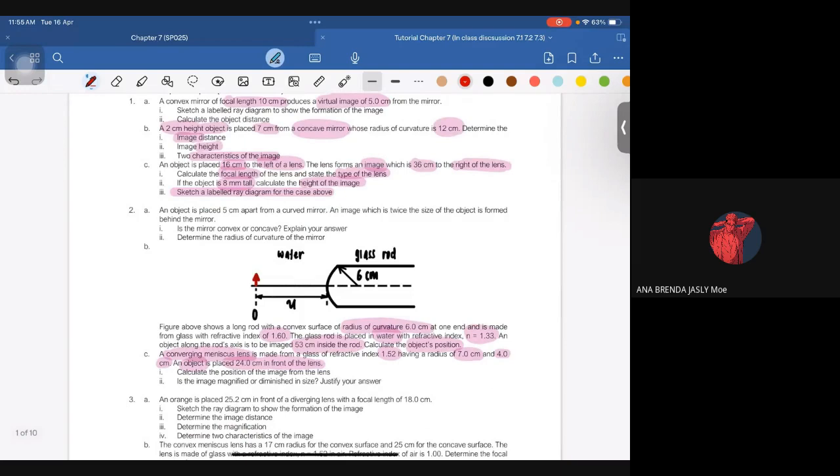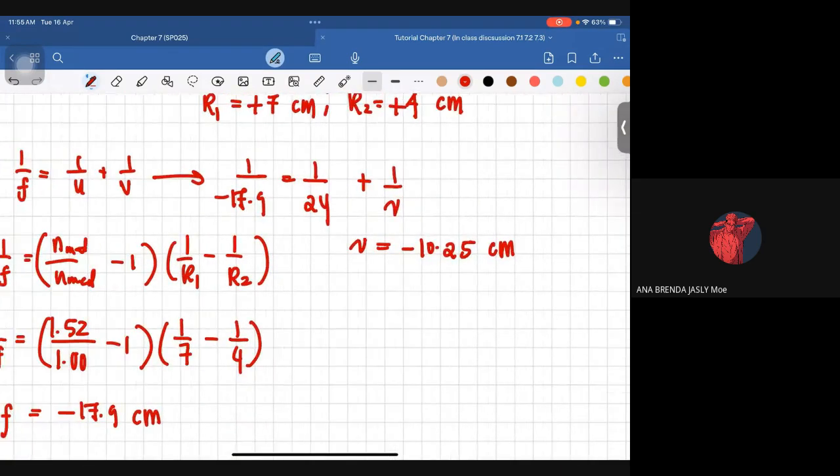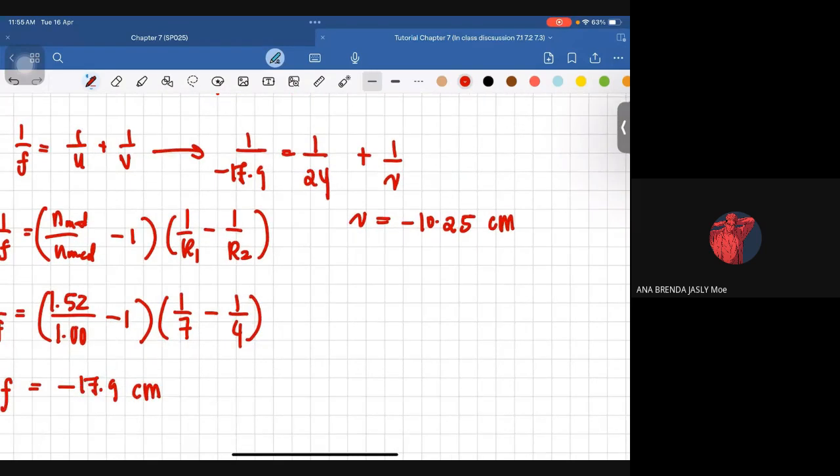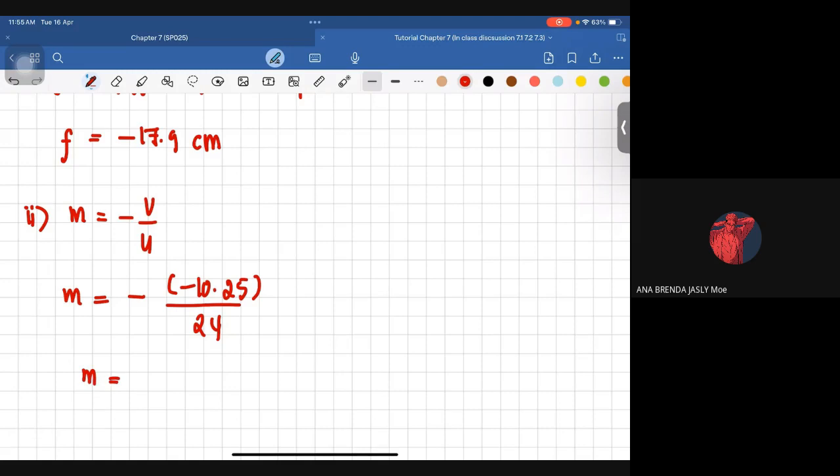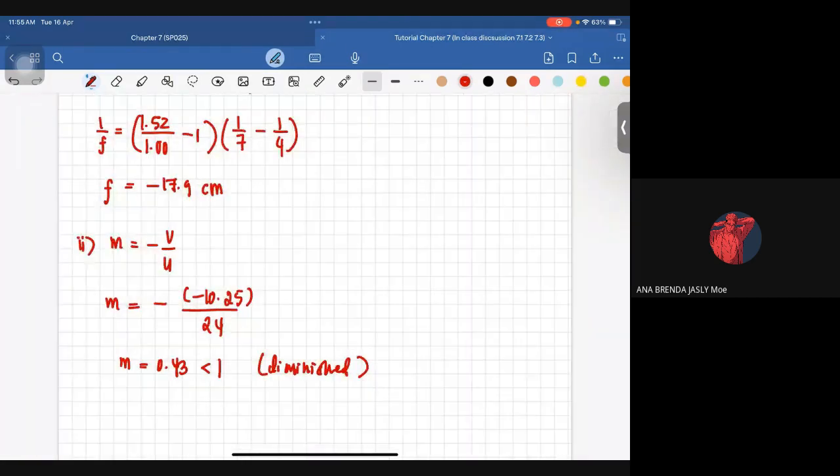And then finally, is the image magnified or diminished in size? So this one we have to determine based on the magnification formula lah, which is negative v over u. So yang ini negative 10.25 over 24. So you will get the magnification value 0.43, which is less than 1. Hence the image is diminished. Okay? Ada soalan? Boleh kah? Adakah anda okay?